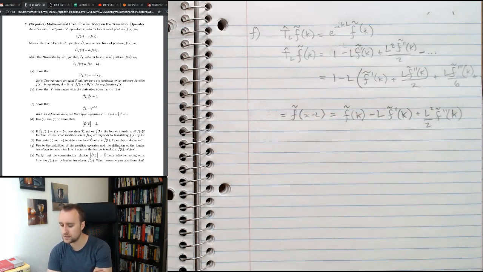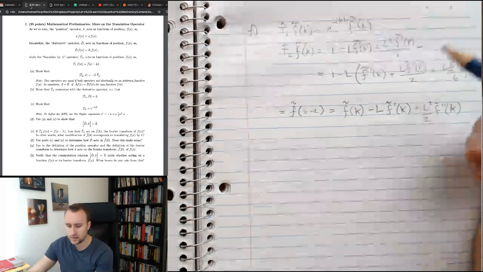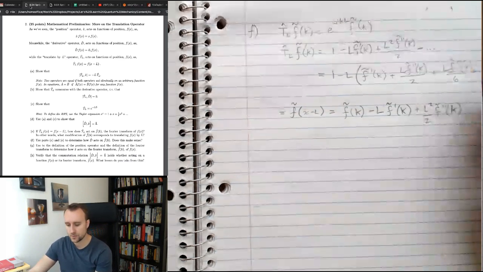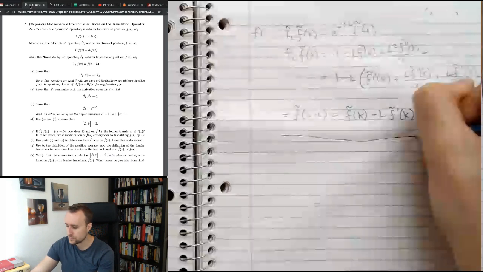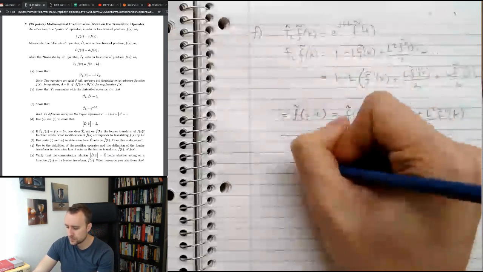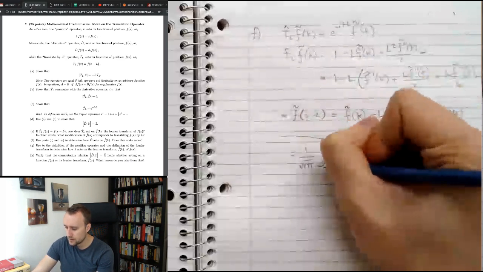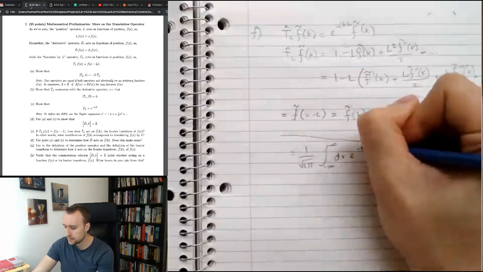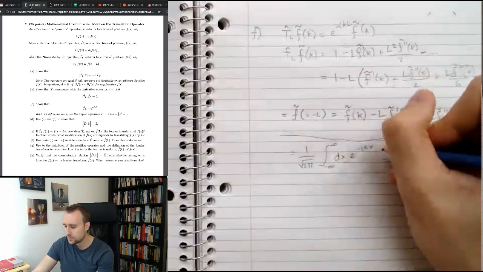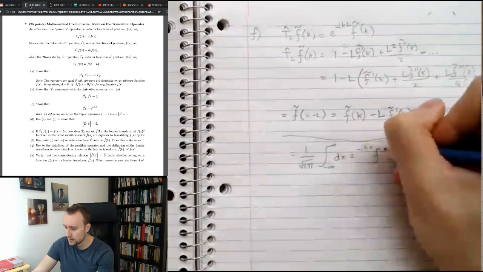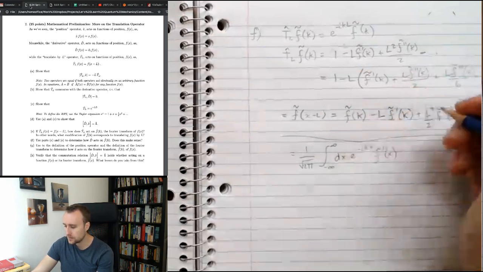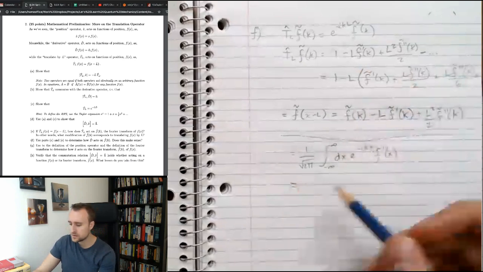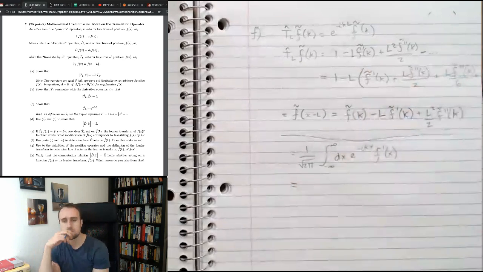I'm trying to use these particular parts, but what we should just look at is the same process we did for the first one for question E here. So we have equals 1 over root 2 pi, integral from negative infinity to positive infinity, dx e to the negative I k x of f prime of x. And so the question is, is this what we want?